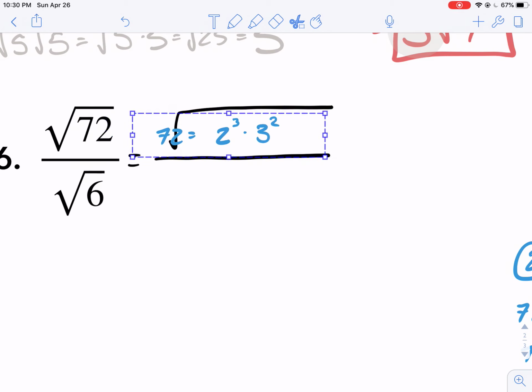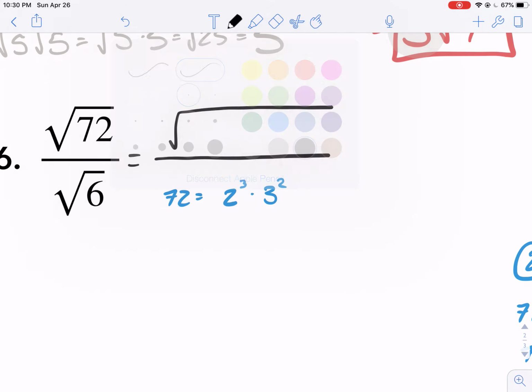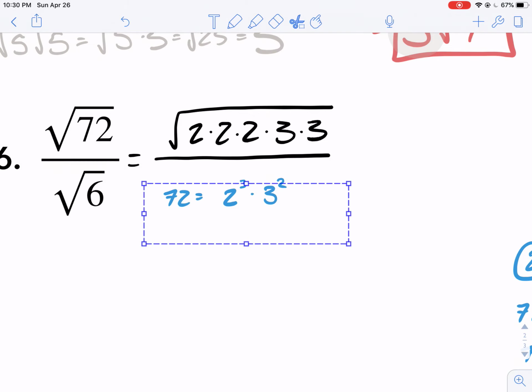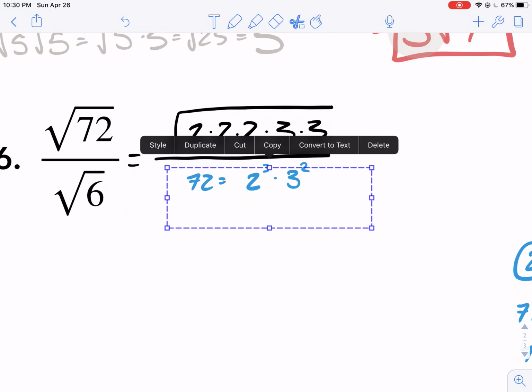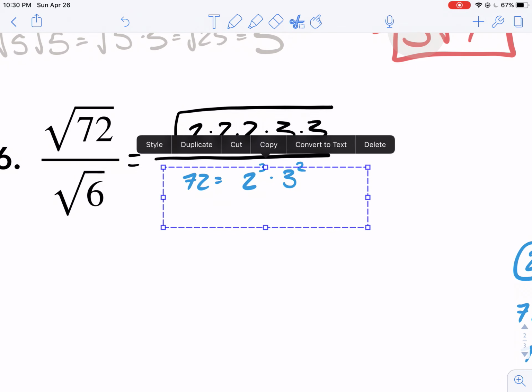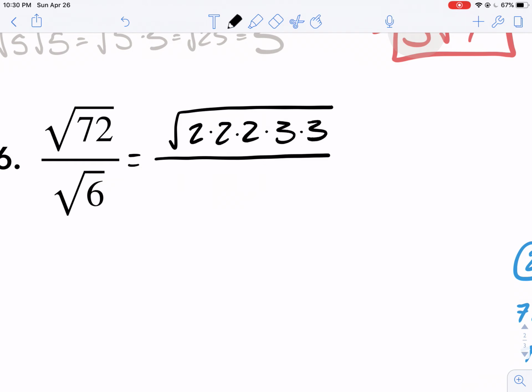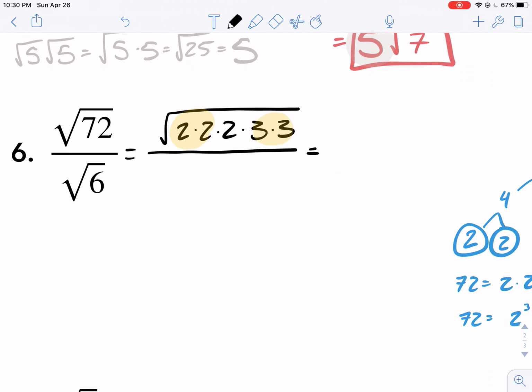So because 72 equals 2 cubed times 3 squared, you know what, guys? We should have written it the other way. 72 is three 2s and two 3s. Okay. Now we can split this up into some perfect squares. Here we have a 2 times 2 and a 3 times 3. So that's the same thing as the square root of 4 times 2 times 9.